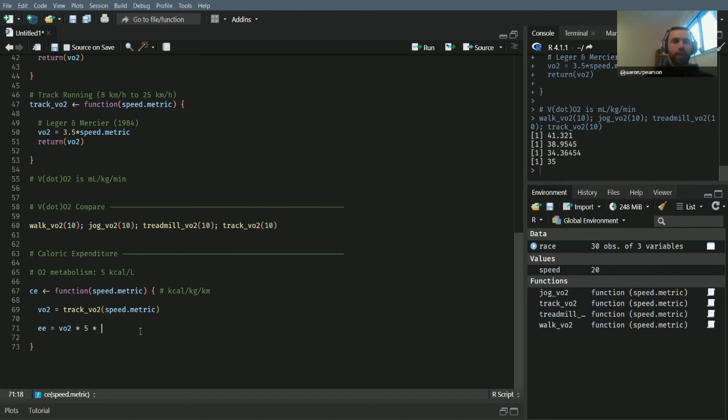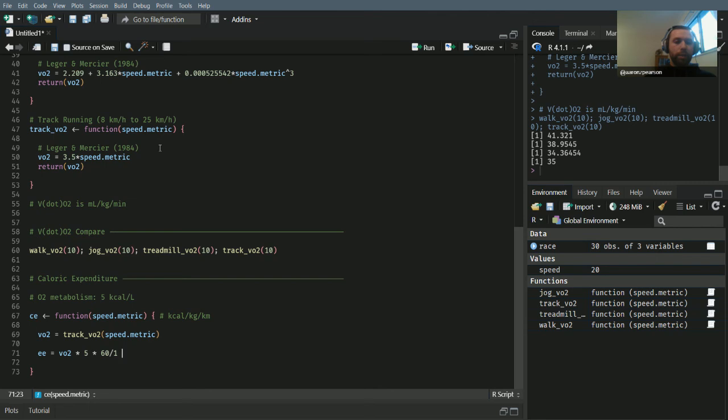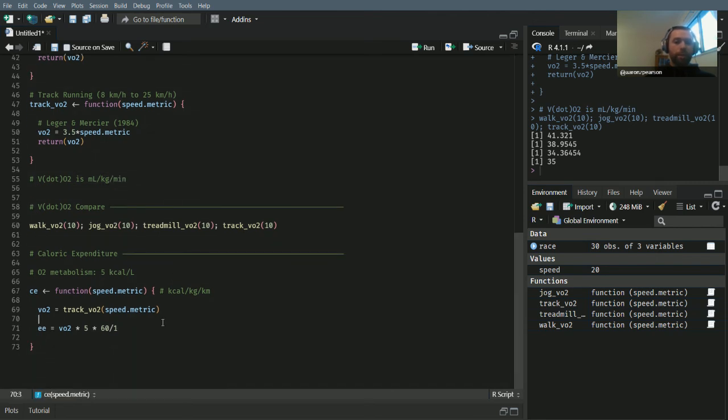So to do so, we need 60 minutes per hour. So we can get the 60 minutes per 1 hour, so we can remove that minute from milliliters per kilogram per minute. So we need to get rid of that minute. Multiplied by 1 liter per 1,000 milliliters. And that's for our liters of oxygen that we're consuming.